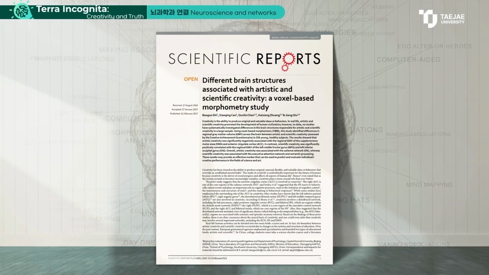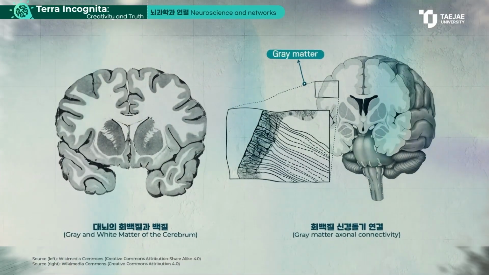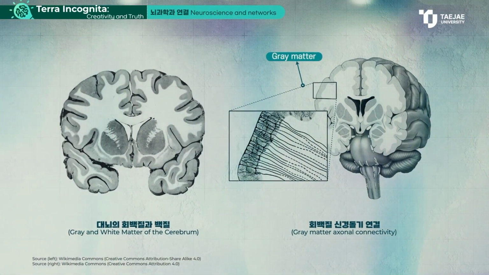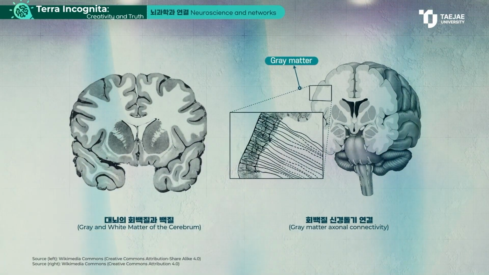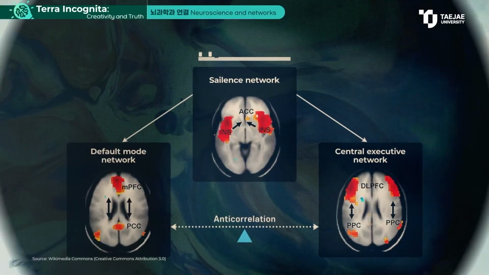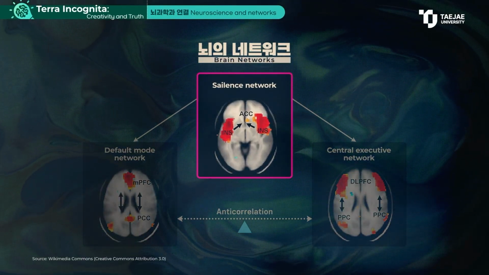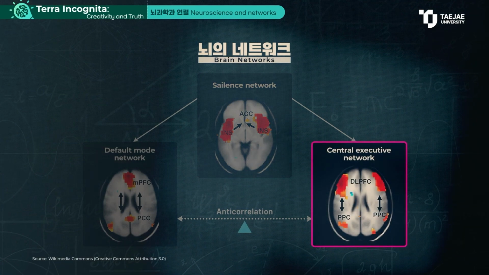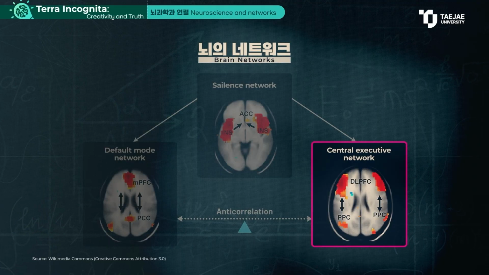Recent studies on the neurological basis of human creativity have revealed that artistic creativity and scientific creativity are correlated with the gray matter volume in different brain regions. Artistic creativity depends on the activation of the salience network, while scientific creativity is associated with the brain's executive attention network and areas involved in semantic processing.